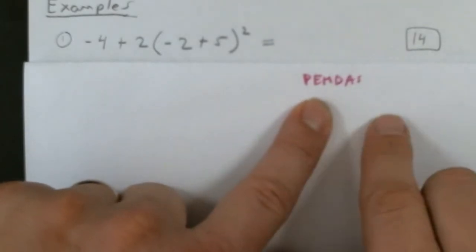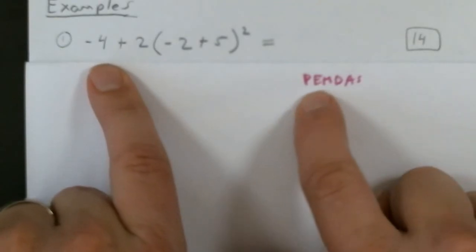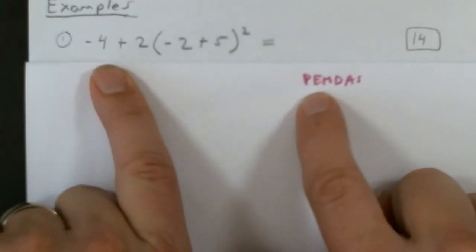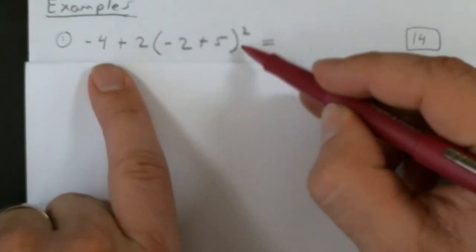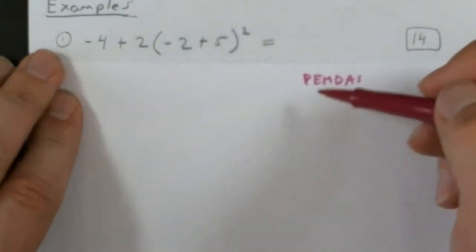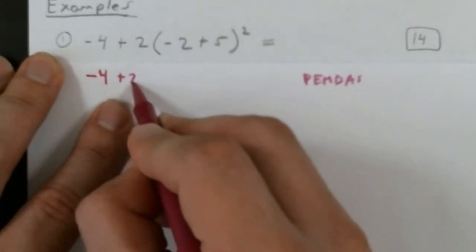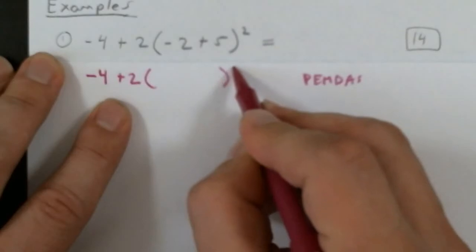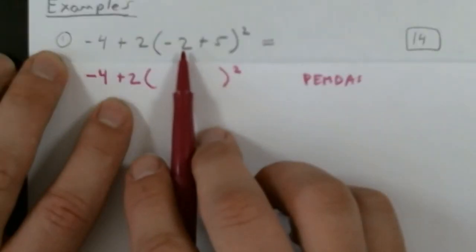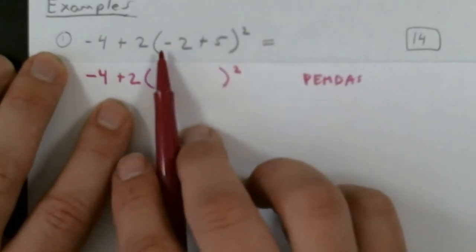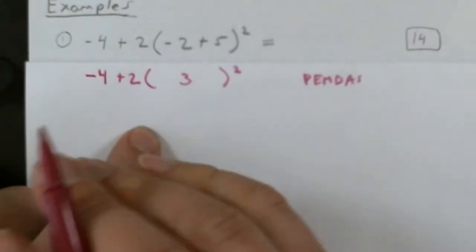Okay, here's your PEMDAS. I'm going to go through this. First off, do I see any parentheses here? And you'd be like, yes, I do. I see parentheses right there. So what I'm going to do is leave everything else alone. And what is minus 2 plus 5? Minus 2 plus 5 is going to be 3.